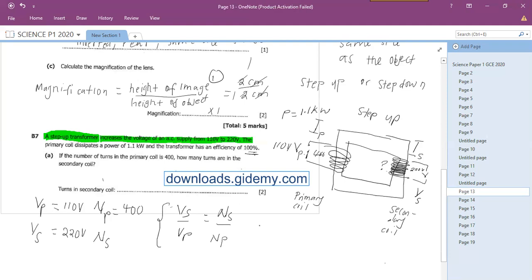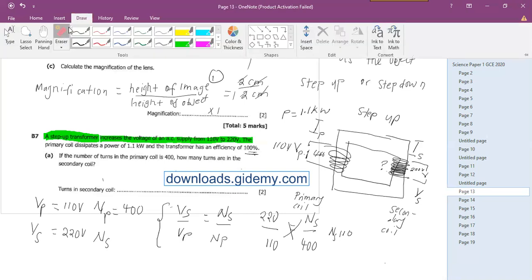Then you just substitute. The voltage in the secondary coil is 220 divided by the voltage in the primary coil, which is 110 volts, is equivalent to the number of turns in the secondary coil, which we want to calculate, divided by the number of turns in the primary coil, which is 400. So from there, we're going to cross multiply, giving us number of turns in the secondary coil multiplied by 110.